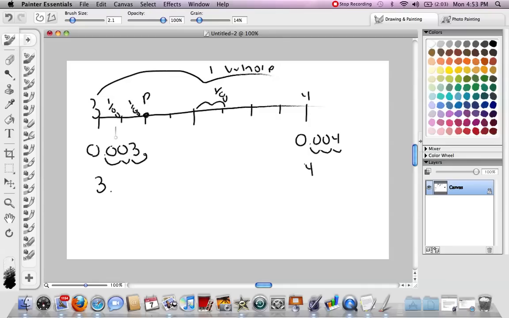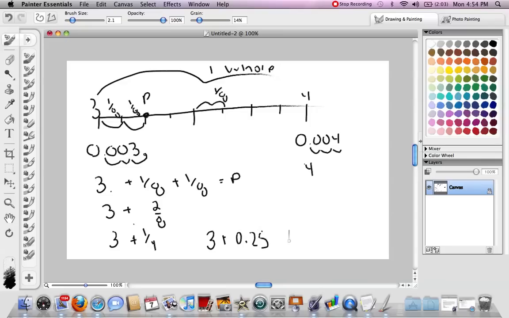So if this is 3, and I have 1/8 here, 3 plus 1/8 plus another 1/8, that's going to equal P. That's going to get me to what this point is, P. Well, because I can add 1/8 plus 1/8, they have common denominators, that's the same as saying 2/8. Oh, but isn't 2/8 really the same as 1/4? So this is 3 1/4. I know what decimal that is. That's really 3 plus 0.25. And I can do that out. 3 plus 0.25 is really 3.25.